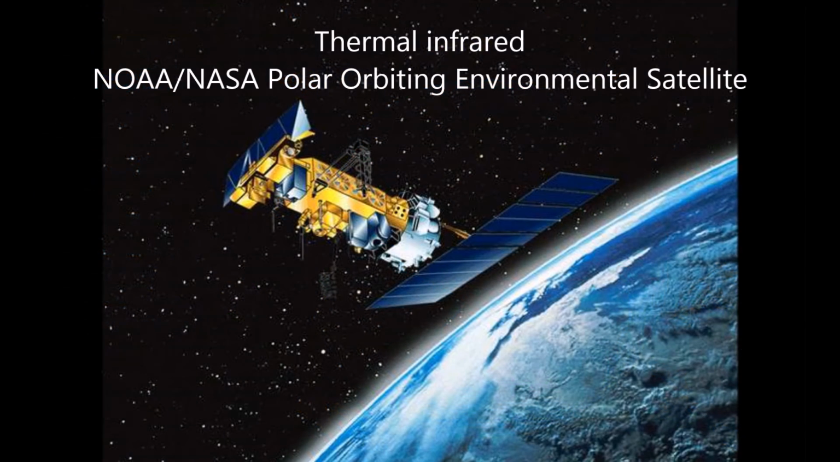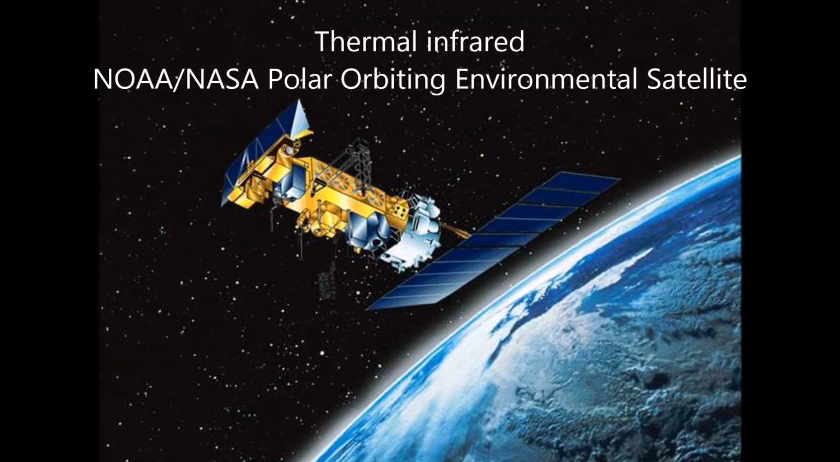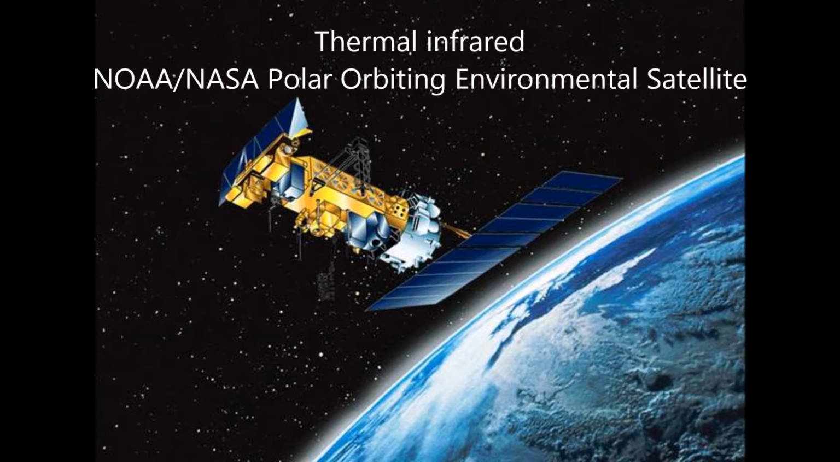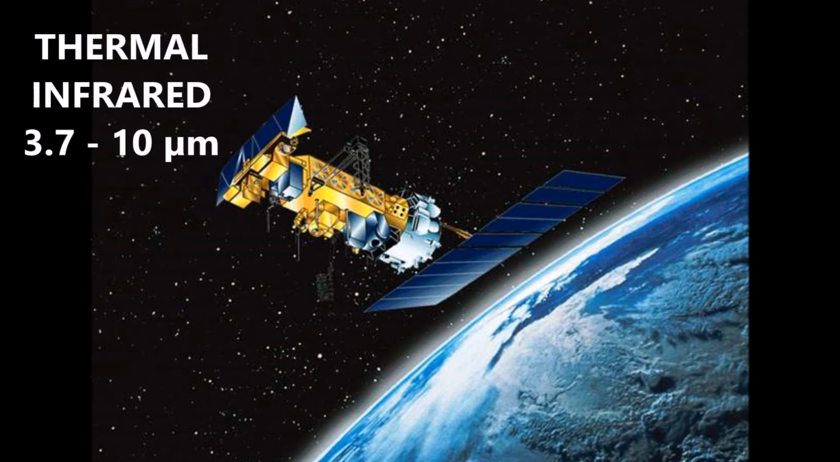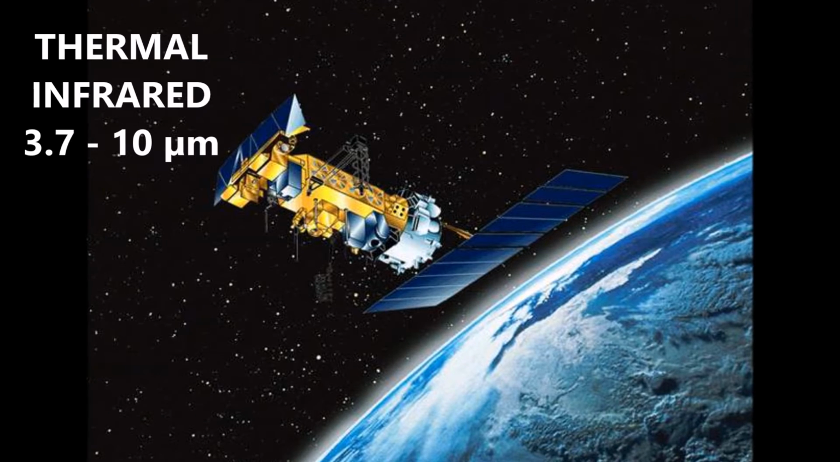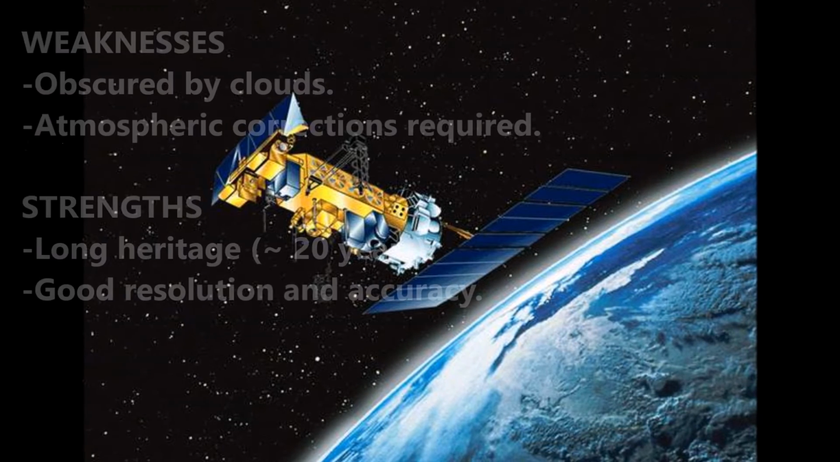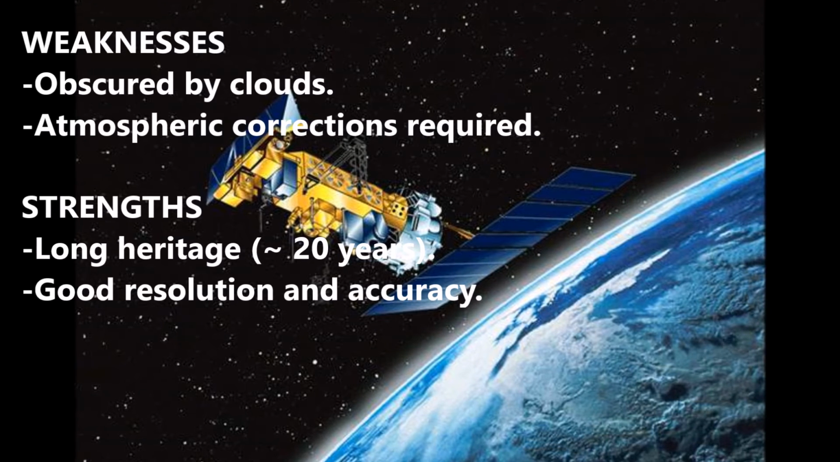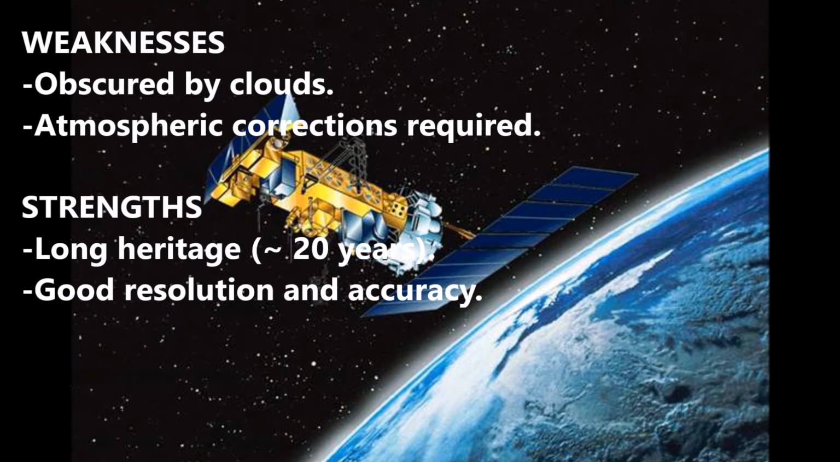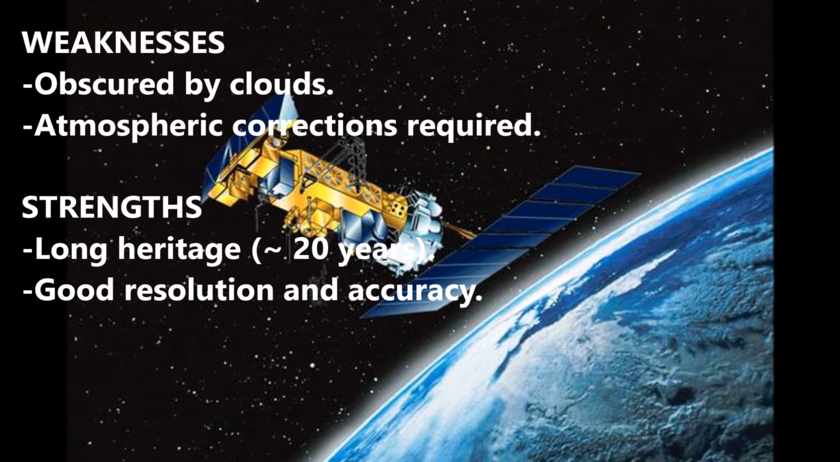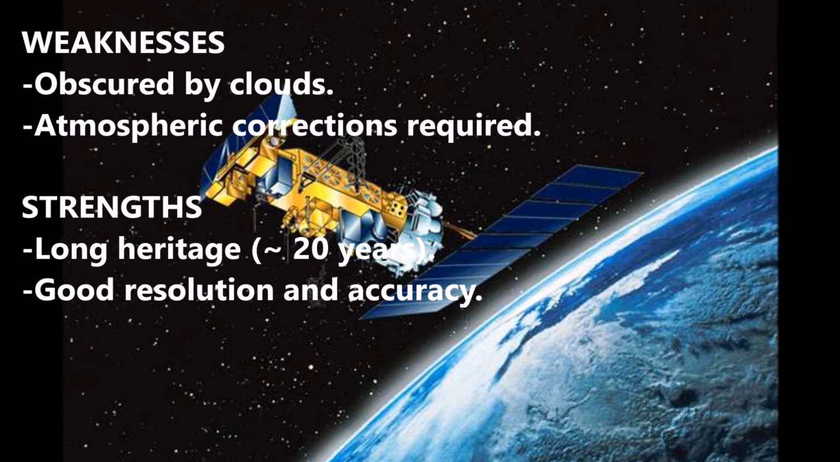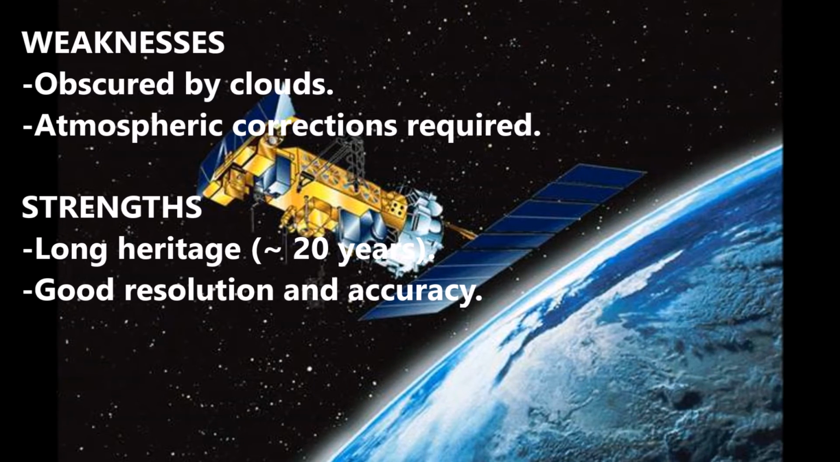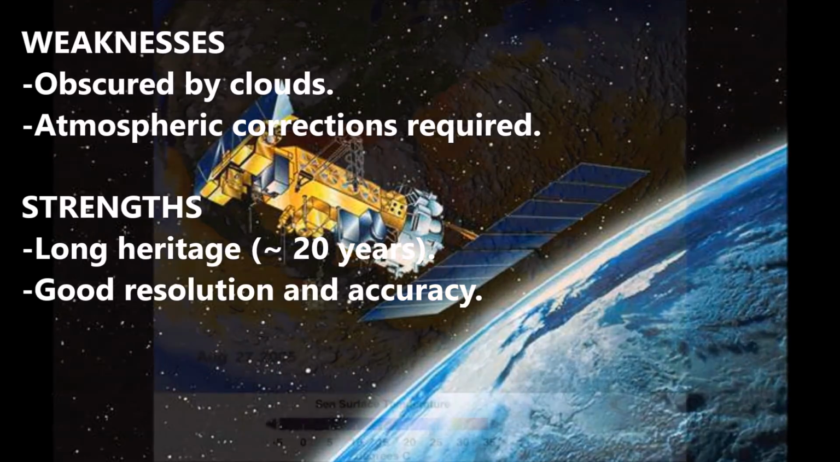The first way of measuring sea surface temperature is by using thermal infrared radiometry. The wavelengths used range from 3.7 to 10 micrometers. Unfortunately, both these bands are sensitive to the presence of clouds, scattering by aerosols, and atmospheric water vapor. Therefore, they require atmospheric correction of the retrieved signal and can only be made for cloud-free pixels.